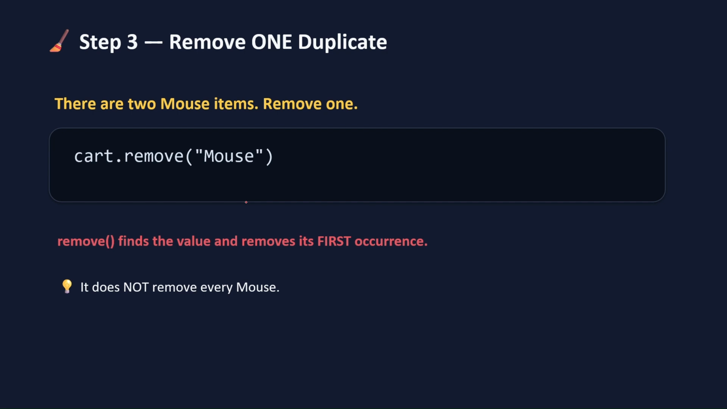No. What it will do is, when it finds the first mouse in the list, it will remove only that first mouse. The second mouse will be there exactly like that. It will not remove both the mice. That you have to remember. So cart.remove of mouse will remove only the mouse which comes in the first occurrence. It will not remove all the mice.